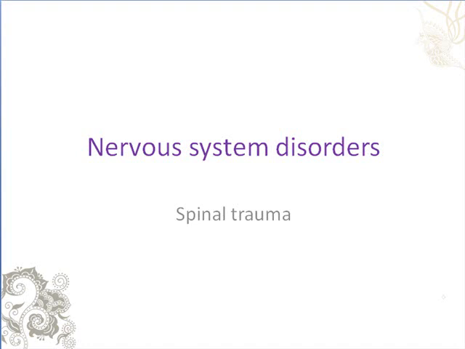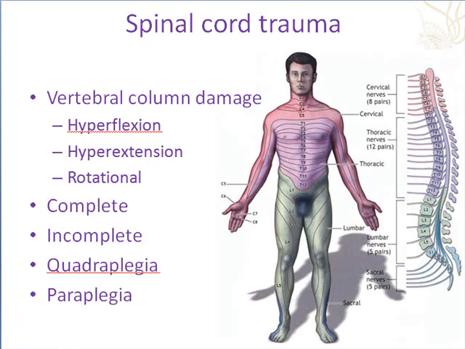We're going to continue on with our discussion of central nervous system disorders, but now rather than focusing on disorders of the brain, I want to look at what can happen to the body when the spinal cord or the vertebral column becomes damaged. And the first thing I'm going to talk about is spinal cord trauma.